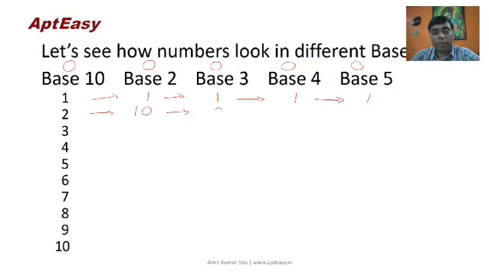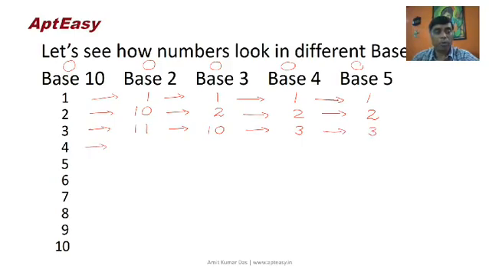In base 3 it will be represented as again numeral 2, because in base 3 you can represent it as 0 or 1 or 2. In base 4 again it is 2. In base 5 it is again 2. Coming to 3, it will be represented in base 2 as 1 1. In base 3 it will be represented as 1 0. In base 4 it is represented as 3. In base 5 it will be represented as 3.